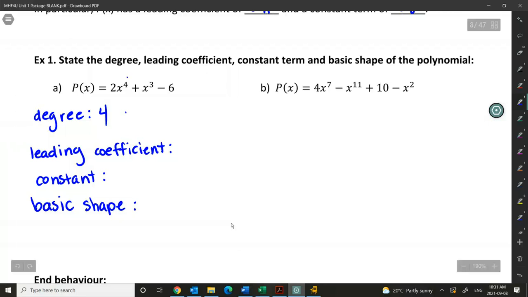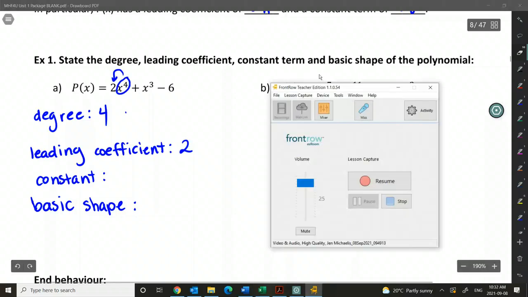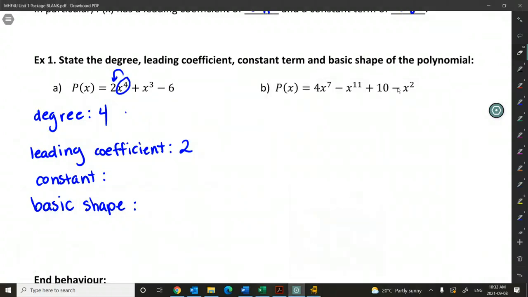Okay, now that I've identified the x with the highest exponent, the leading coefficient is the number right in front of that, which is 2. Okay, so that's my leading coefficient. This one just so happens to be arranged the way that we would like it to be arranged. It's arranged in descending order. It goes x to the 4, x to the 3, and then constant.